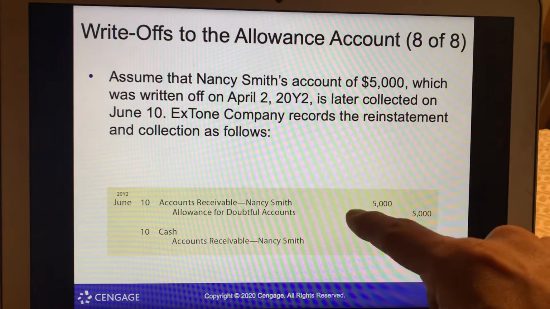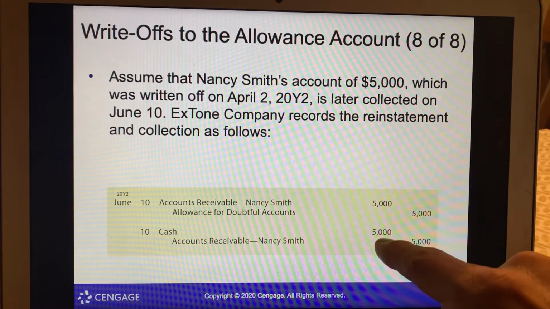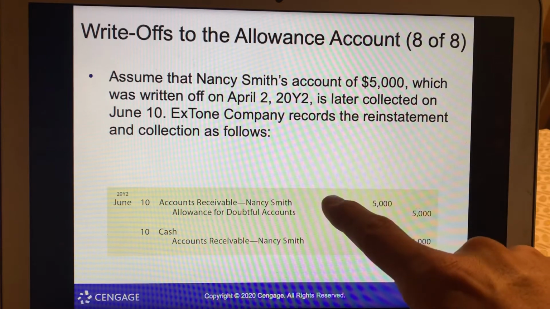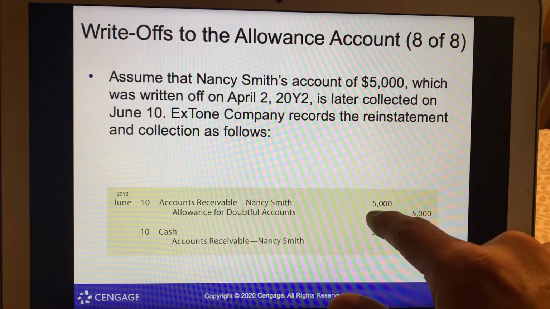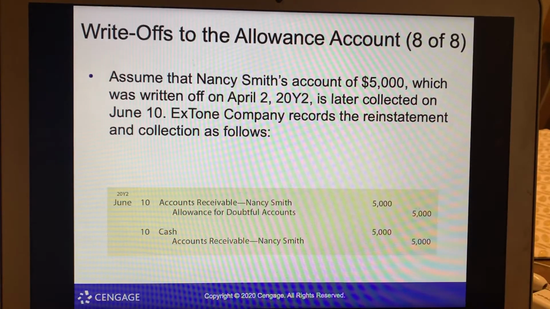So here's the reversal. Here's the actual receiving of the accounts. Because before, this would be allowance for doubtful accounts, and we would have pulled it out. Now we're putting it back into Nancy Smith's account and then paying it, or she's paying it.